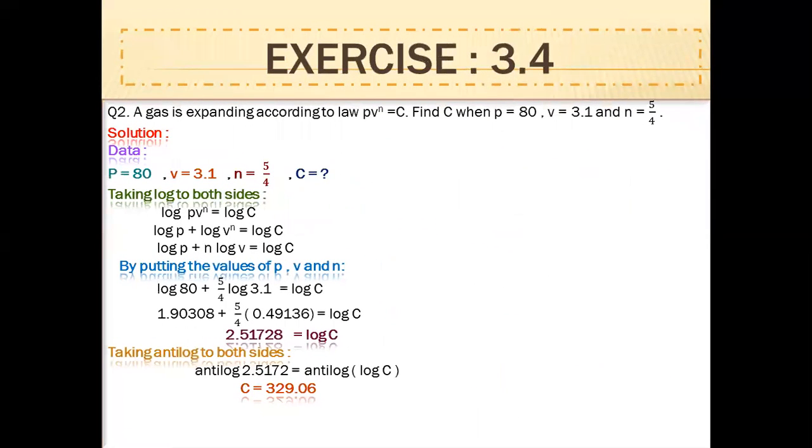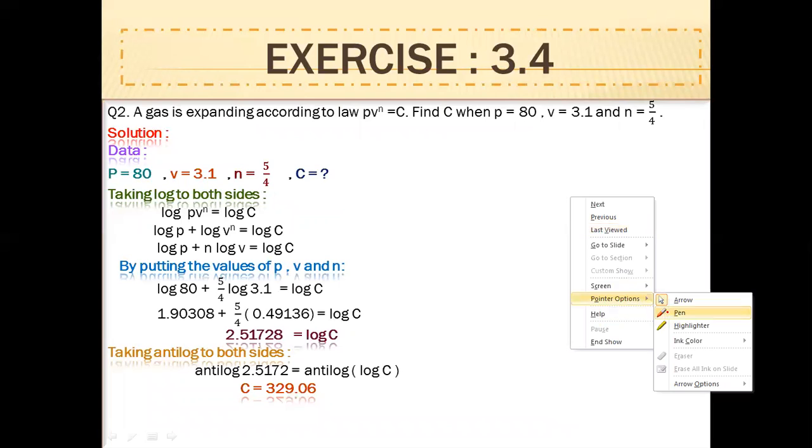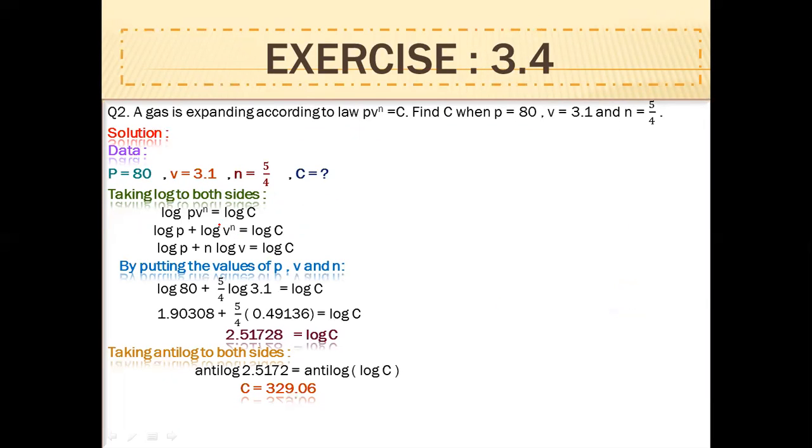Question number 2. Now these are word problem questions. A gas is expanding according to the law P V^n is equal to C. The values of P, V, and n are given. You write the formula P V^n is equal to C. Apply the log to both sides. Multiplication will be changed into addition and also the power will become the coefficient of log. Putting the values: log 80 plus 5 by 4 log the value of V, 3.1, is equal to log C.